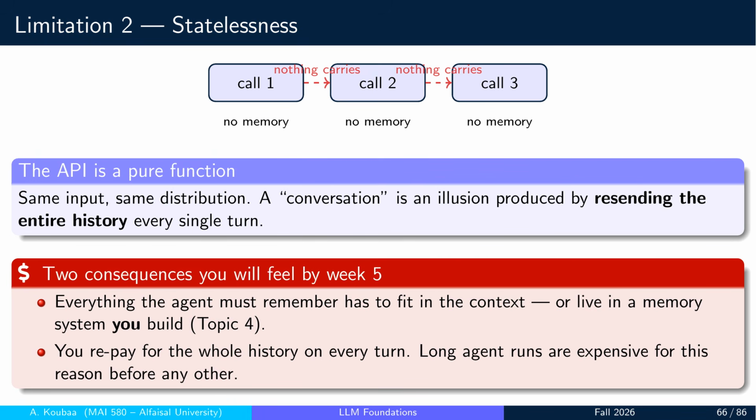And notice where statelessness came from. It is not an oversight. It follows from the causal mask and the fixed context design we studied this morning. One design decision, capability on one side, limitation on the other.